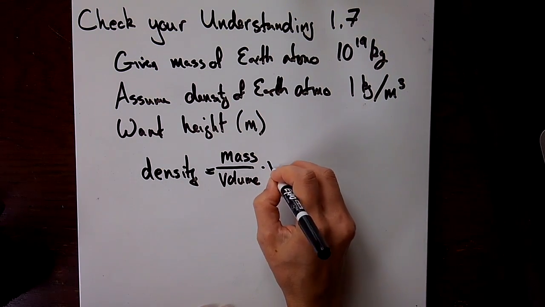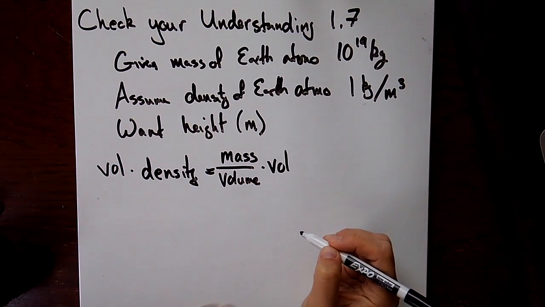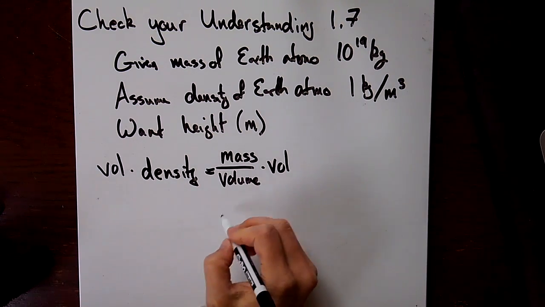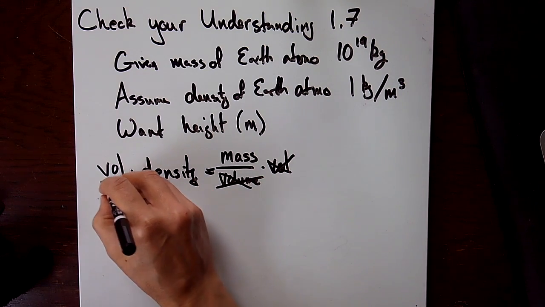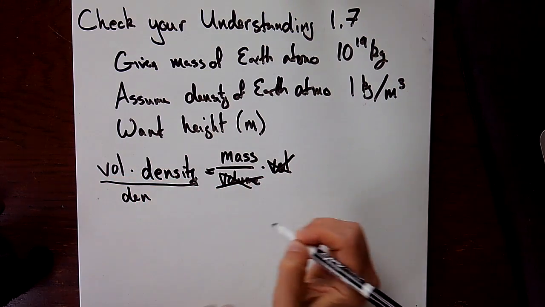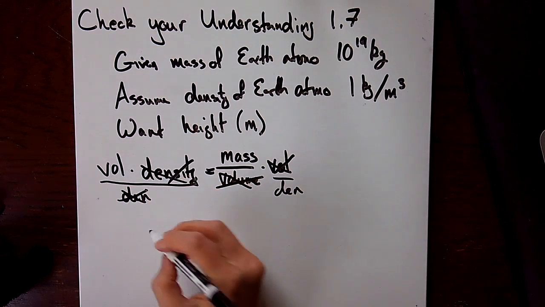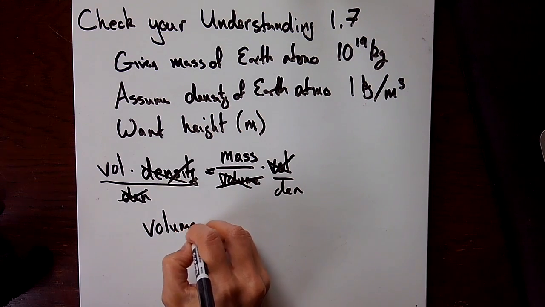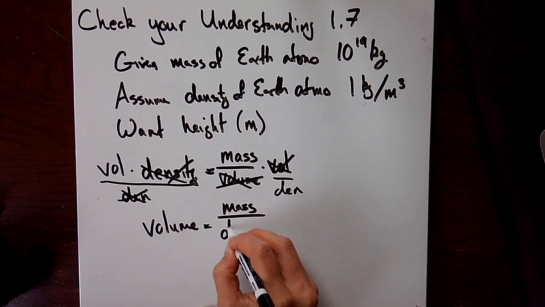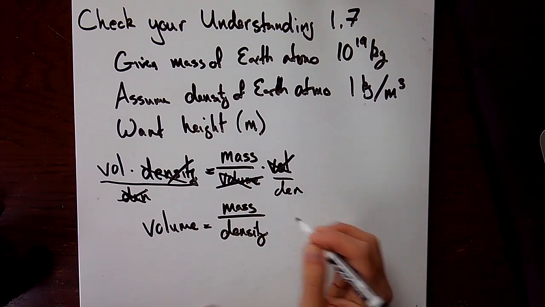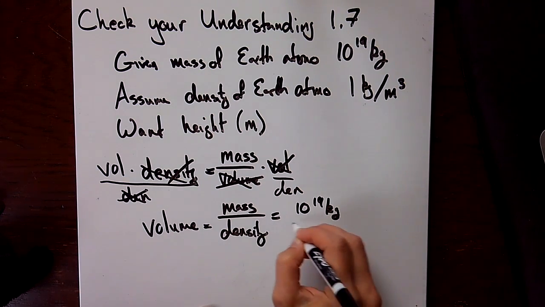So let's go ahead and rearrange this equation to solve for volume. I'm going to multiply both sides of the equation by volume. Those two will cancel, and I'm left with volume over here. Then I'm going to divide both sides of the equation by density. So density cancels as well, and I'm left with volume equals mass over density. And then I can plug in my mass on the order of 10 to the 19th kilograms.